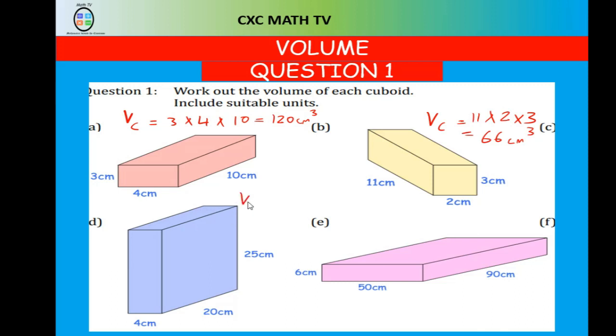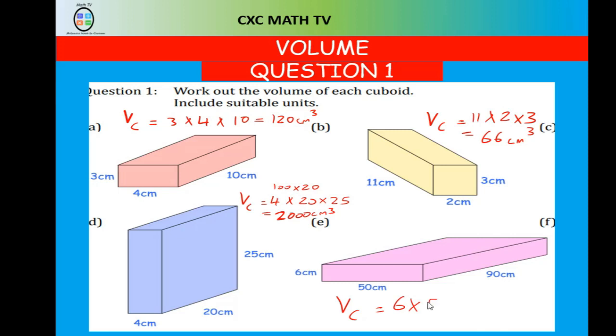This one down here, the volume would be 4 times 20 times 25. Now, I'm going to multiply it the other way. 25 times 4 is 100. And then 100 times 20 is 2,000. So that's 2,000 centimeters cubed. Finally, the last one, volume of the cuboid.